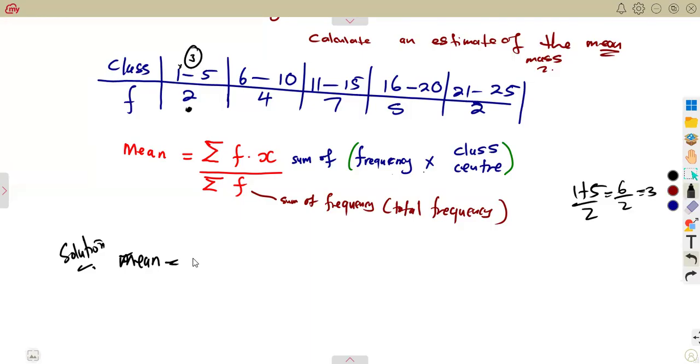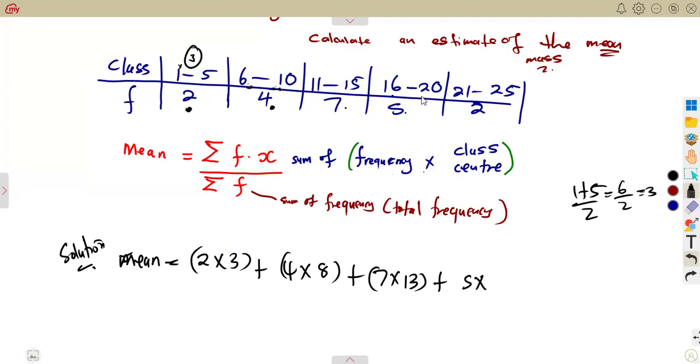So frequency times class center, 2 times 3, plus frequency here times the class center in between 6 and 10, that will be 8. You add 6 and 10, which will be 16 over 2. You have got 8 there. You do the same thing, guys, as you have been doing here. 7 times the class center of 11 to 15. You add, that was going to be 26 divided by 2, which is 13, plus frequency there is 5 times the class center from 16 to 20. It was going to be 18. That is 36 divided by 2.